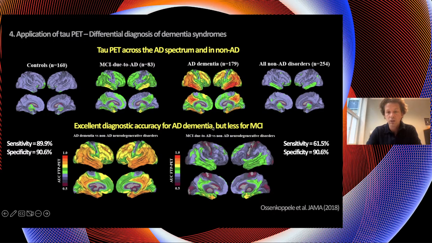What you will also notice is that this drops at the MCI stage. So those are the voxelized areas under the curve. You can see that there's much less of a difference between MCI due to AD versus non-AD compared to AD dementia versus non-AD. And especially the sensitivity here drops quite dramatically to just about 60%. And this is in line with what I showed you earlier, that tau PET is really a measure of advanced tau pathology and has a relatively low sensitivity at pre-dementia stages of Alzheimer's disease.